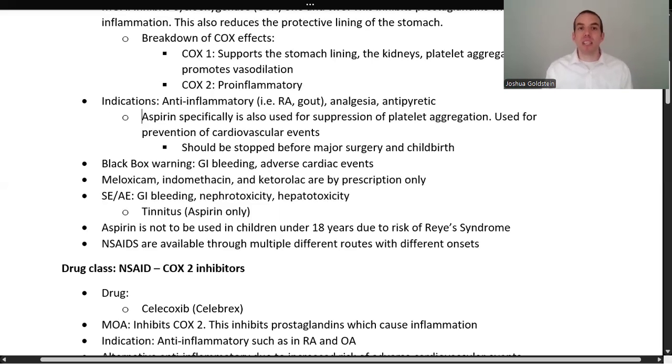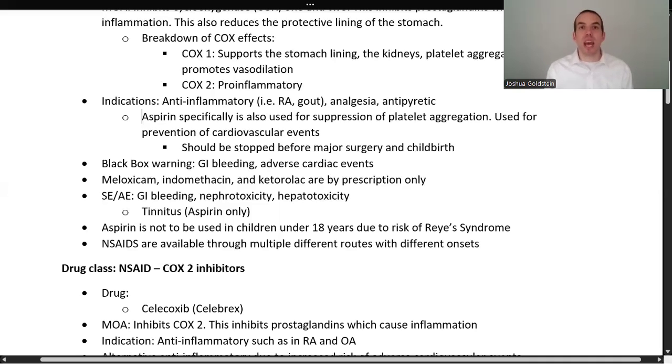The whole class of NSAIDs are also nephrotoxic and hepatotoxic. If you've watched the pain video in the past, you know that we mentioned that acetaminophen is hepatotoxic, but it's not nephrotoxic. So most of the time when patients have a standard headache or something like that, they go into the local pharmacy and their choices are usually going to be ibuprofen or acetaminophen, Tylenol or Advil.